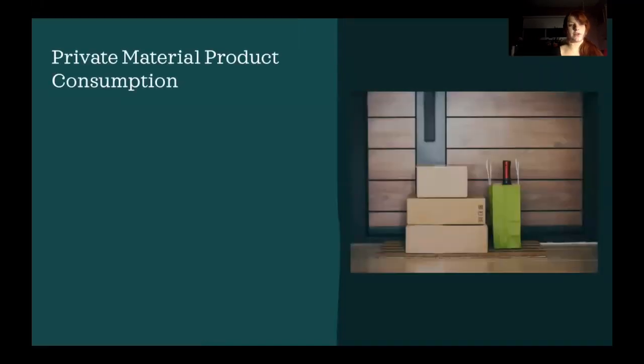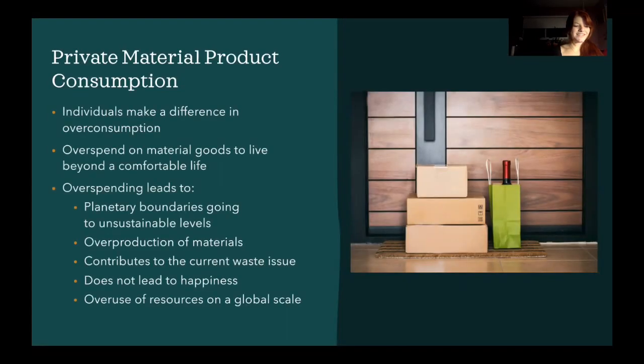Private material product consumption. Overconsumption also stems at an individual level. In developed countries, the production of goods and services are directly linked to individuals within the upper and growing middle class, who overspend on material goods to live beyond a comfortable life. This type of spending on material goods is linked to exceeding planetary boundaries.